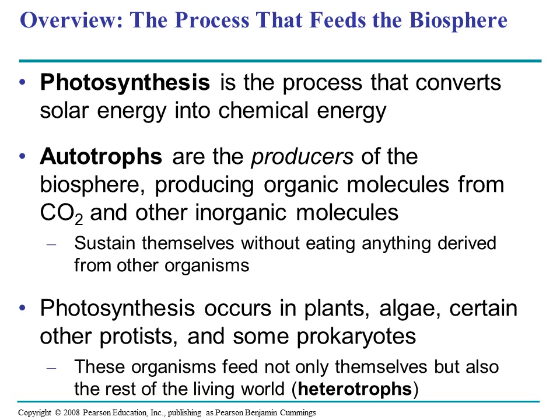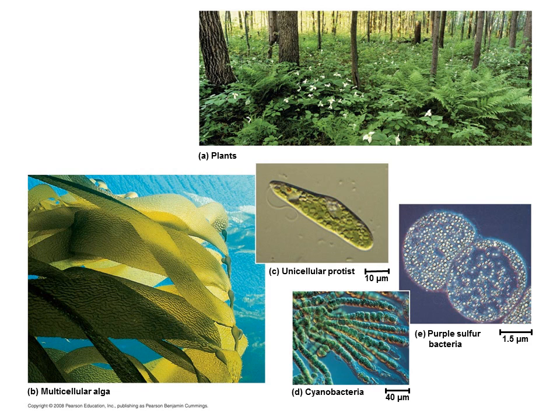So, photosynthesis is the process that converts solar energy into chemical energy. And autotrophs are the organisms who carry out photosynthesis. So they're the ones who produce organic molecules. They take carbon dioxide and other inorganic molecules, non-living stuff, and they turn it into organic molecules. So they're able to sustain themselves without eating anything else. That's why they're called autotrophs, because they make their own food. So here are some pictures of some different autotrophs, including the plants, the algae, and some single-celled photosynthesizers.